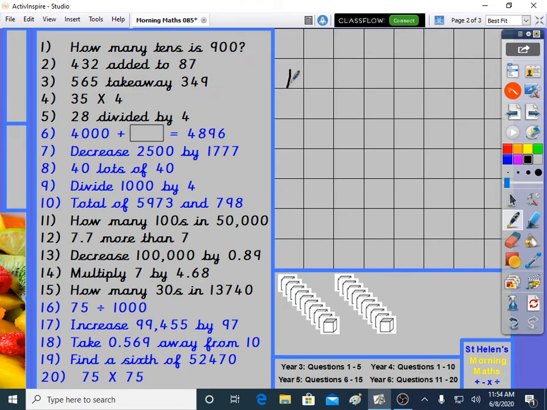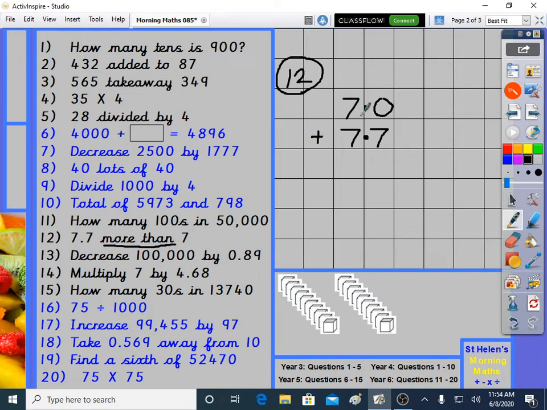7.7 more than 7. More than means plus in maths. More normally means plus, unless it's how many more or how much more. When it's minus, it's a trick question. 7.7 more than 7. We'll add that on to 7.